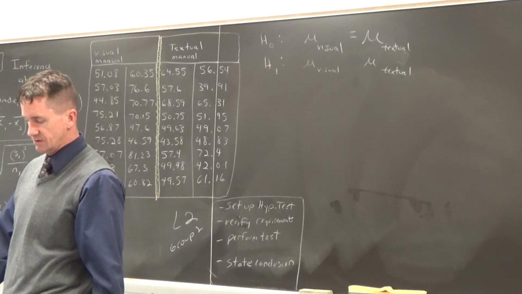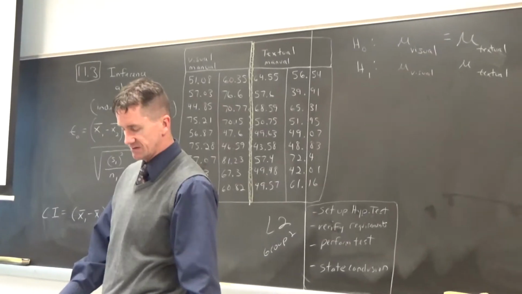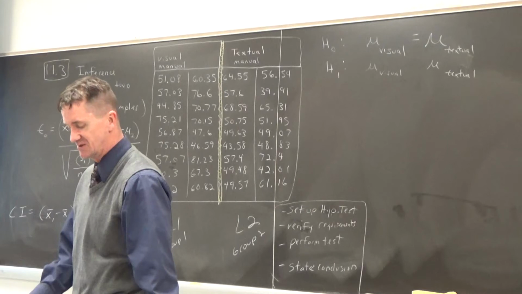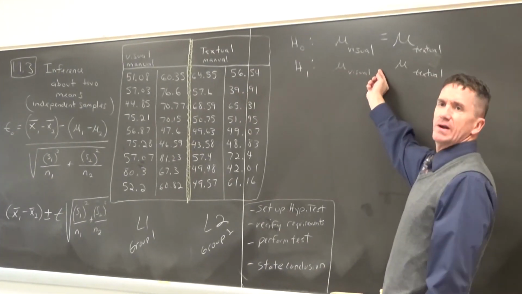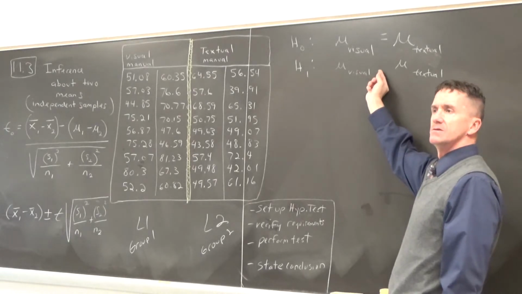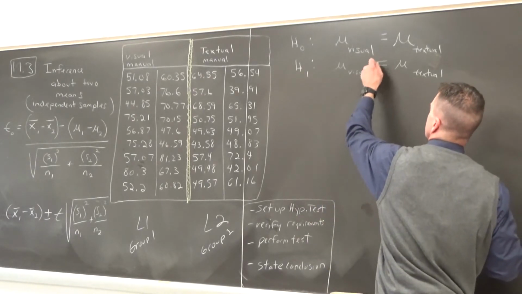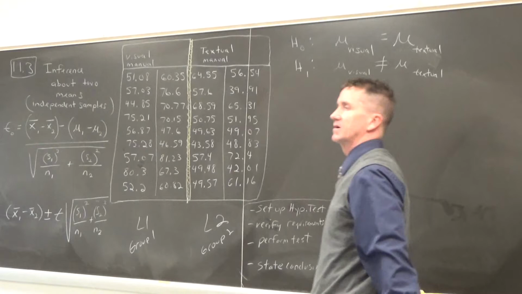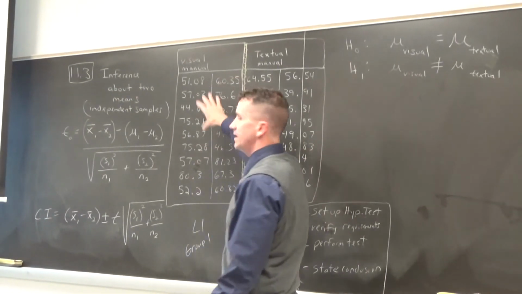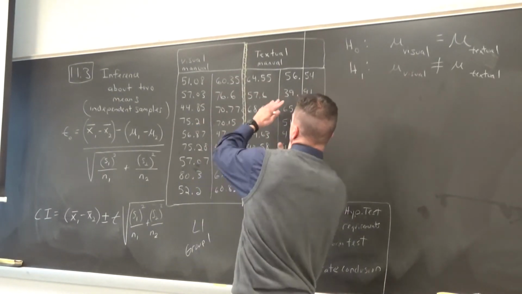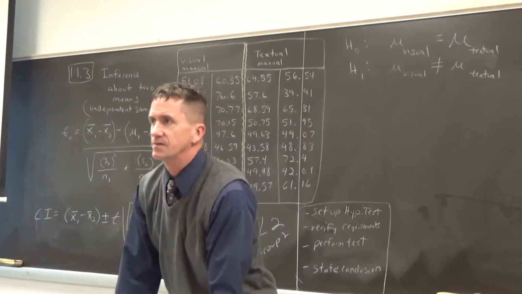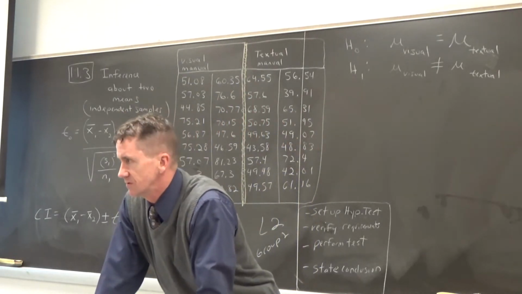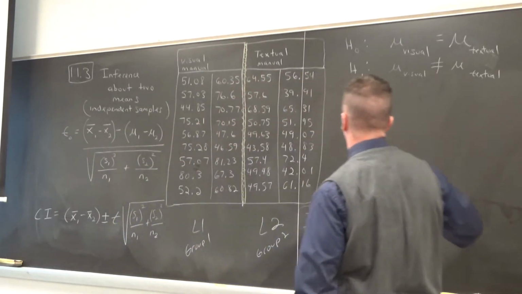Let me read the first line again. Researchers wanted to know whether there was a difference in comprehension among students learning this program. So, left-tailed, right-tailed, or two-tailed? Two-tailed test. You bet. This is a two-tailed test, just by that wording. They want to see, did this group score better than this group, or the other way around? They just want to see, is there a difference? All right, so we set up our hypothesis test.